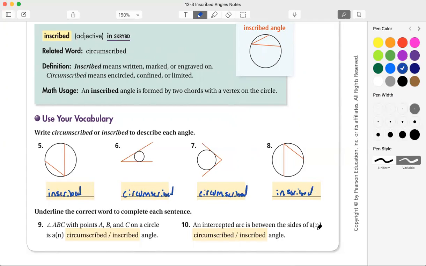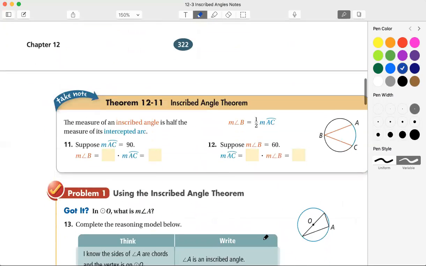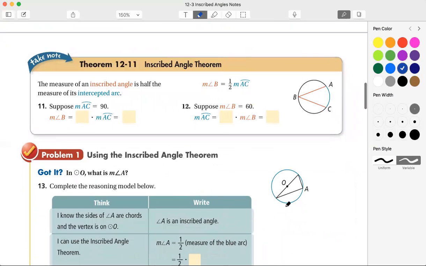All right, underline the correct word to complete each sentence. Angle ABC with endpoints A, B, and C on a circle is an inscribed angle. An intercepted arc is between the sides of an inscribed angle. All right, theorem 12-11, inscribed angles theorem. So the measure of an inscribed angle is half the measure of an intercepted arc.